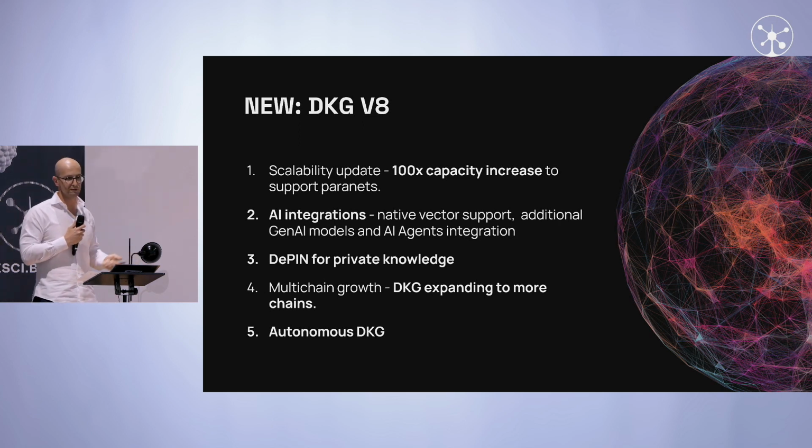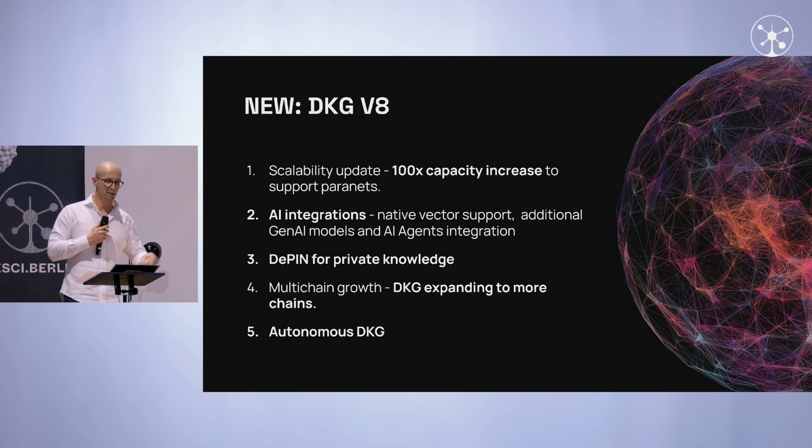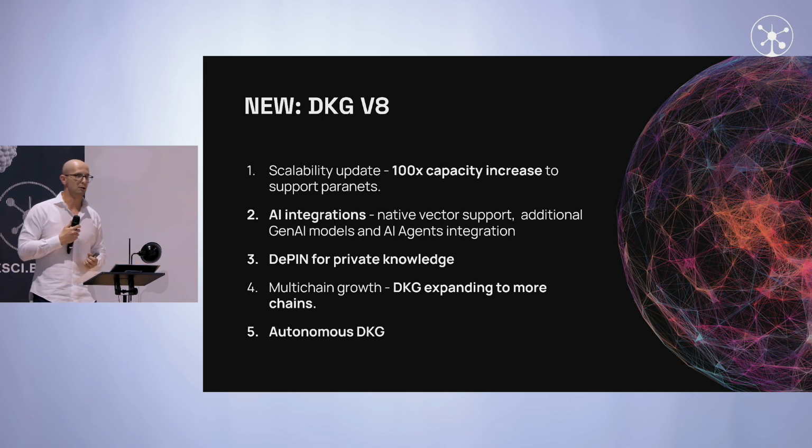So we have a bunch of scalability updates upcoming to support the growth of these paranets that we just went through. A bunch of new AI integrations, specifically also targeting AI agents that can do all sorts of awesome things. DPIN, right? So for private knowledge, so that you can use your phones, mobile devices as also a store for private components. Not everything needs to be public, of course. Multi-chain growth, expanding into additional blockchains. And of course, at the end, the autonomous DKG.